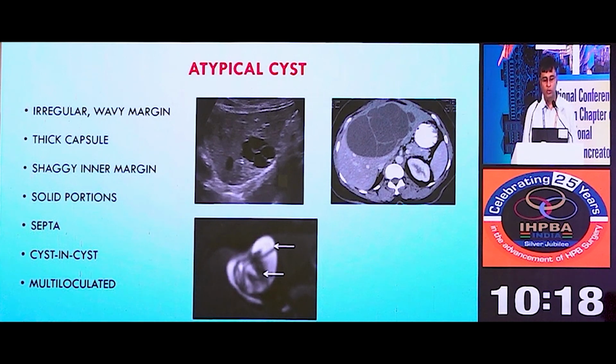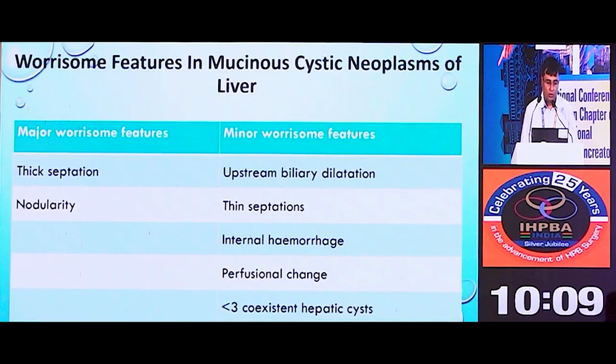Why are we so much worried about atypical cyst? Basically, it's all about a few new things, that is the mucinous cystic neoplasm. So there are a few worrisome features to diagnose the mucinous cystic neoplasms. Major worrisome features like thick septations or nodularity, and minor worrisome features like upstream biliary dilatation, thin septations, internal hemorrhage, perfusional change, or fewer than 3 coexistent hepatic cysts.